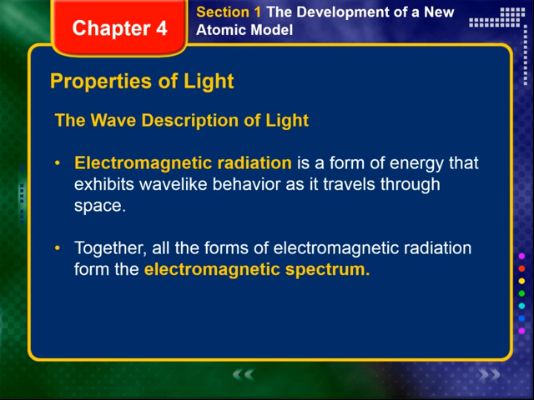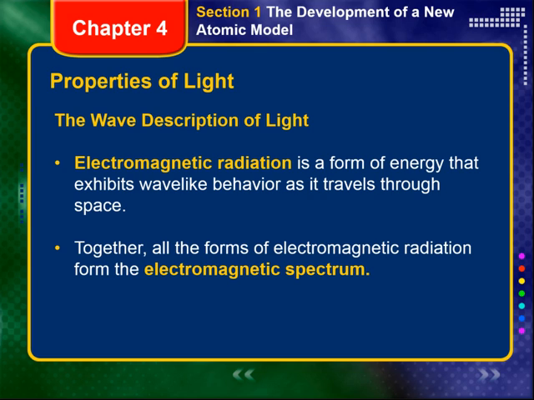Before 1900, scientists thought light behaved solely as a wave. This belief changed when it was later discovered that light also has particle-like characteristics. Still, many of light's properties can be described in terms of waves. A quick review of these wave-like properties will help you understand the basic theory of light as it existed at the beginning of the 20th century.